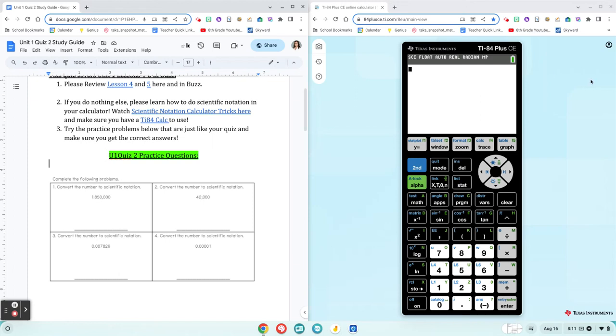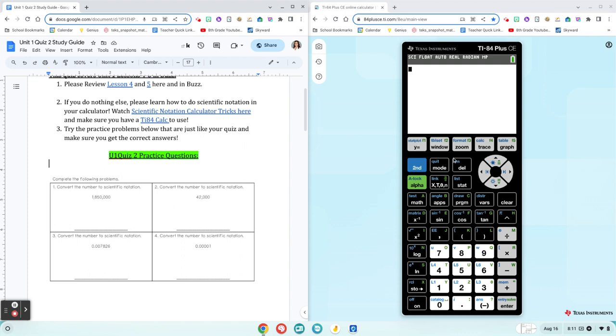All right, guys, I'm going to show you how to do scientific notation in your calculator. It is really, really simple. There's just a couple things you need to know where to find, like the mode button. So go ahead and look on your TI-84 calculator and find mode. It's next to your blue button here.